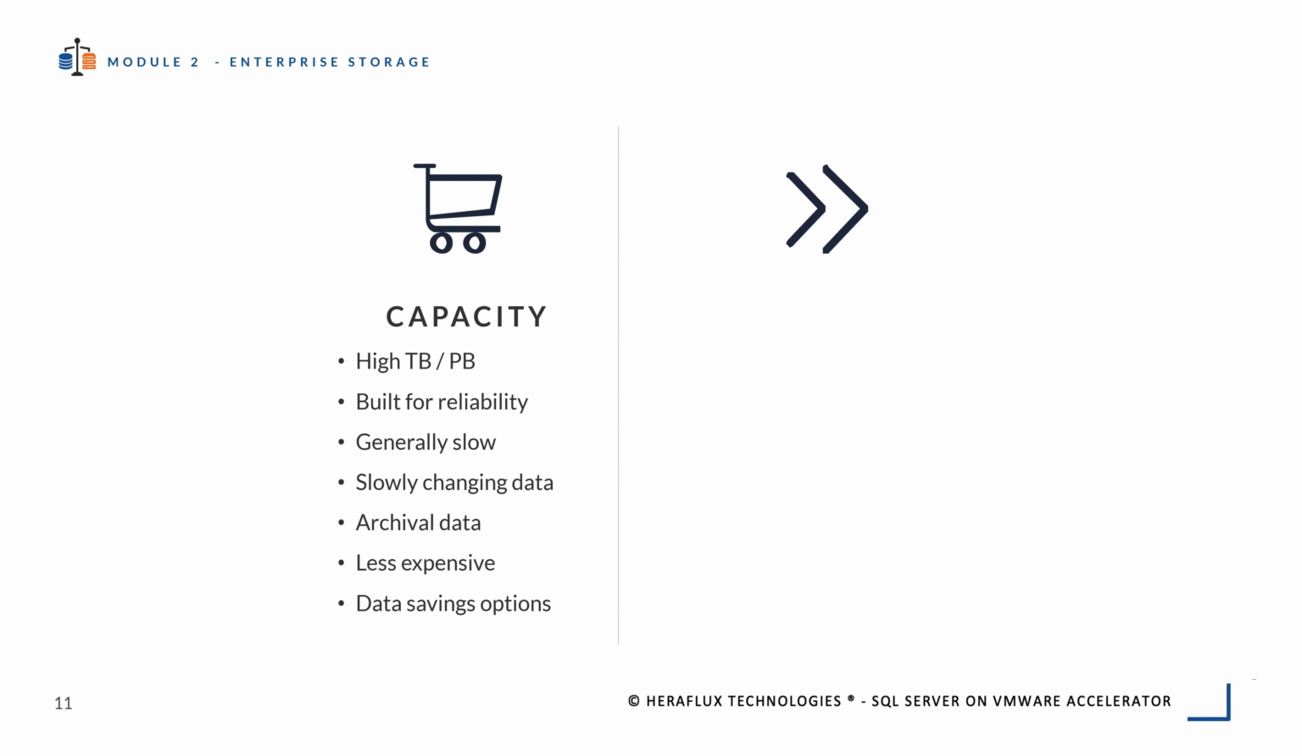These high-capacity spindle drives are great for high-capacity systems, and the appropriate disk pool design will yield good reliability, but these are generally quite slow and not good for widely shared environments. These platforms are very good for archival and historical data, especially data that changes infrequently or not at all, and are almost always less expensive than their flash components. Sometimes these systems can even contain data savings options such as inline deduplication and compression.